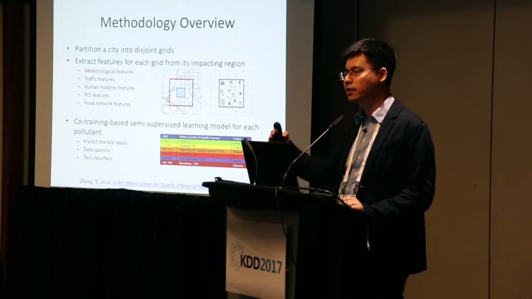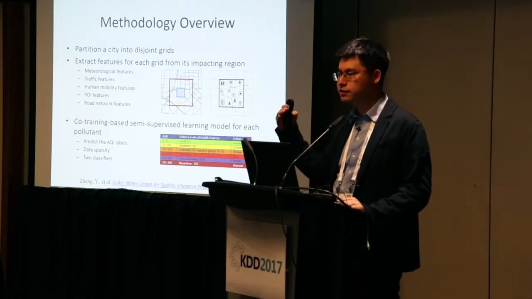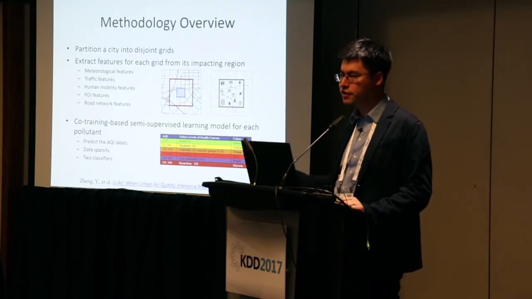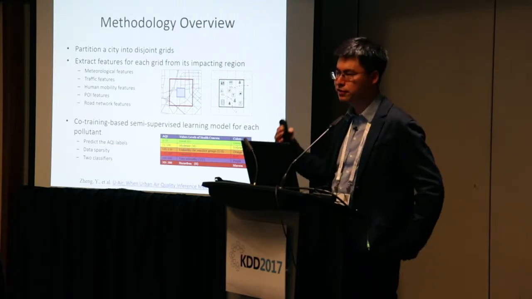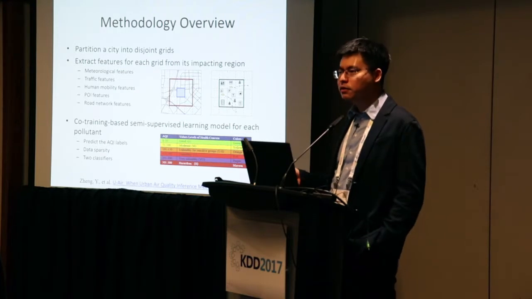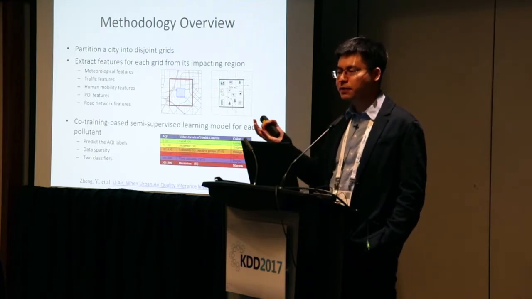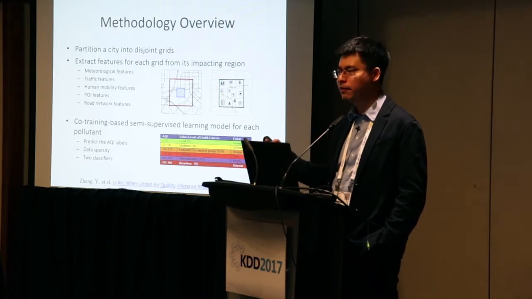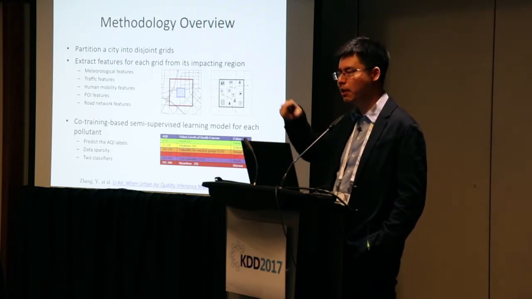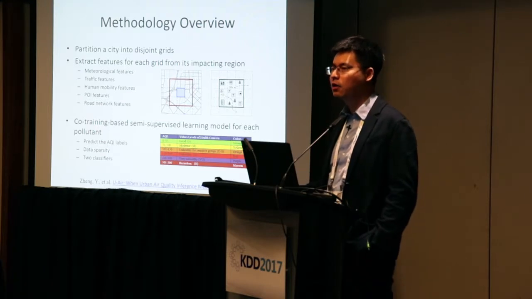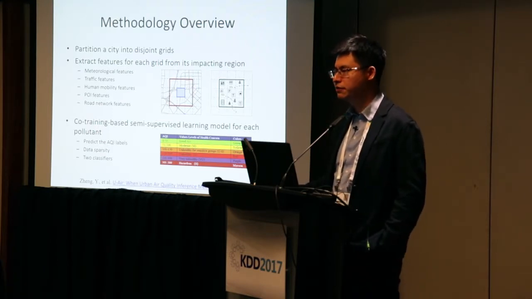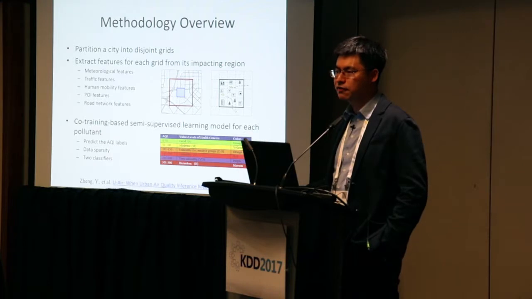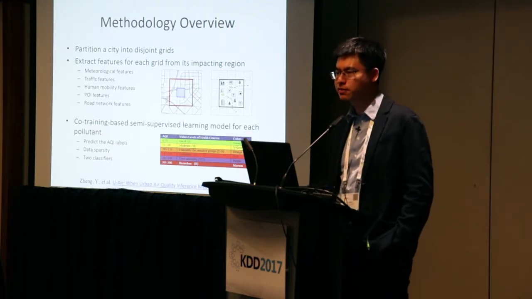The air quality level, like good, unhealthy for sensitive group, or very unhealthy or hazardous. But we only have 35 stations in Beijing generating air quality label data every hour. But if we partition the city into 1 kilometer by 1 kilometer grids, there are over 2,000 grids to infer. So the label data is insufficient. So this is a label sparsity problem.